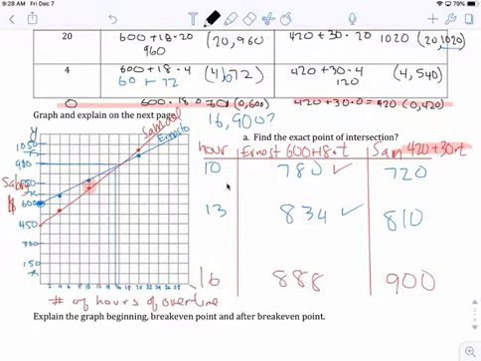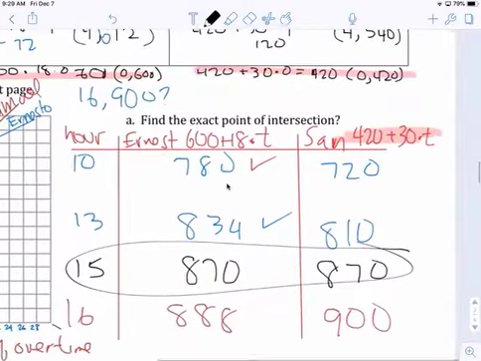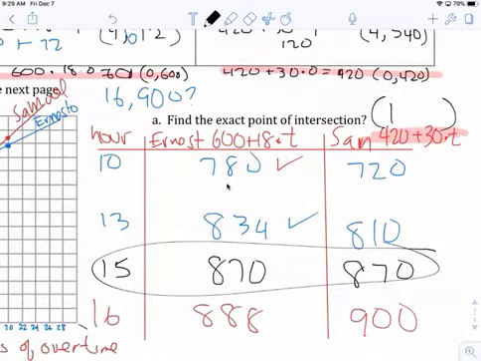I should have guessed 15 at the beginning, but I wanted you to see this. 15: 600 plus 18 times 15 equals 870. And do the other one: 420 plus 30 times 15, 870. That's our answer. The exact point of intersection is, let's put it right here, 18 and 870.